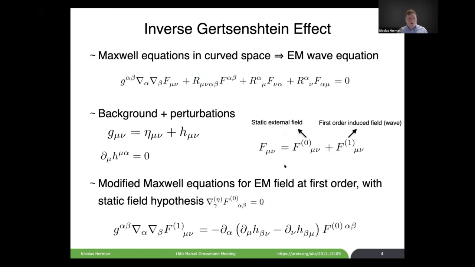For the modelization, we take the Maxwell equations in GR to obtain the electromagnetic wave equation in GR. For the metric, we take a Minkowski background plus the incoming gravitational wave. And for the electromagnetic field, we assume a static external field, so the external magnetic field, and a perturbation, which is the first order perturbation, the faint wave produced by the Gertsenshtein effect. With this, and the static field hypothesis, we obtain a wave equation for the induced electromagnetic field sourced by the static field and a second derivative of the gravitational wave.